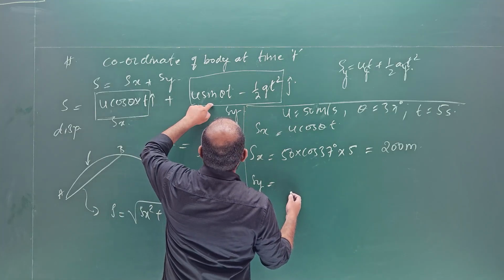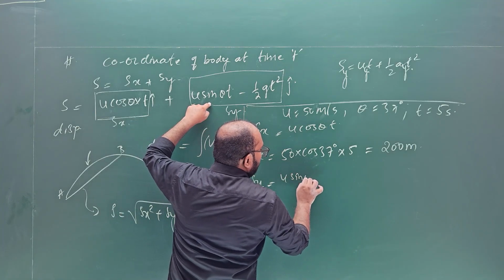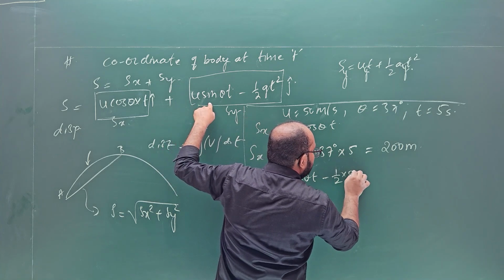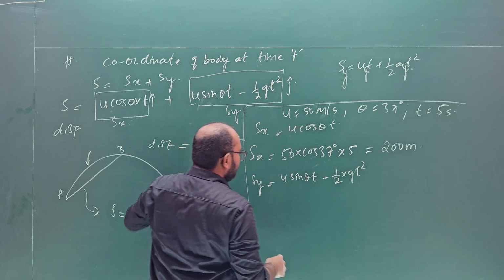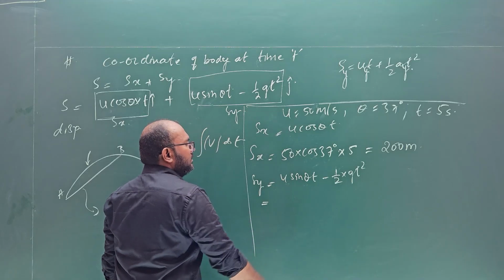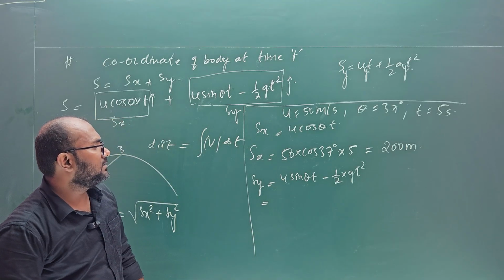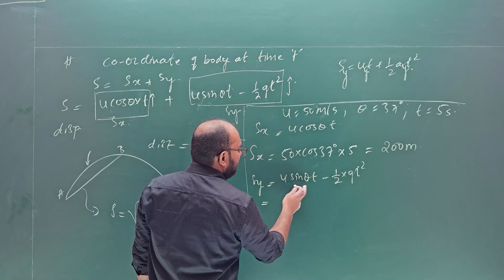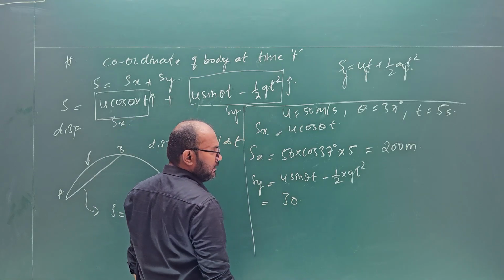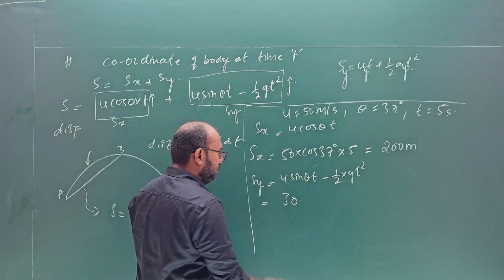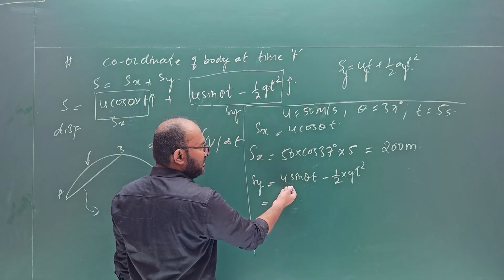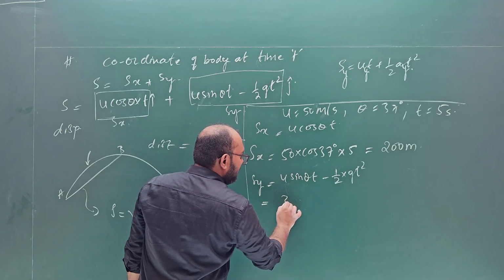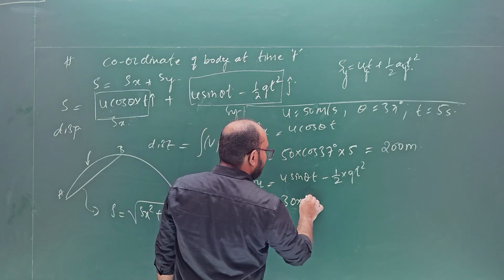What is this equation over here? U sine theta into t minus half gt squared. So substituting over here, and sine 37 is 3 by 5, that means 5 threes are 15, 5 tens are 50, that means this becomes 30. Tell me, how much is it coming? Okay, 30 for this. Okay, 30 into the time period, for 5.